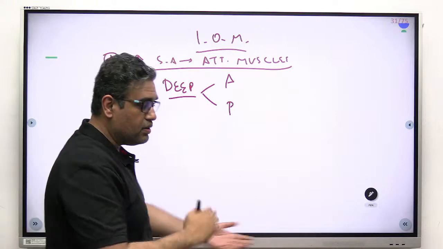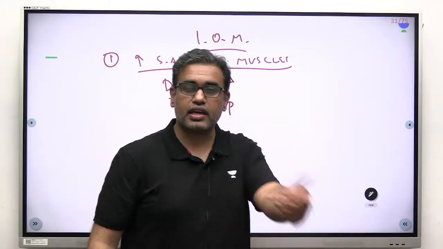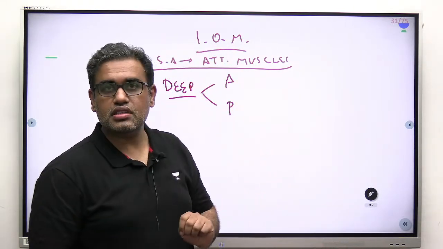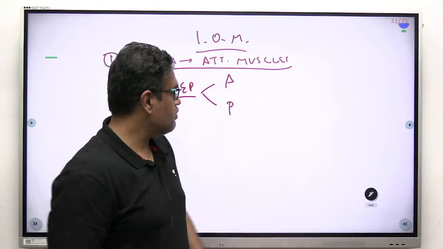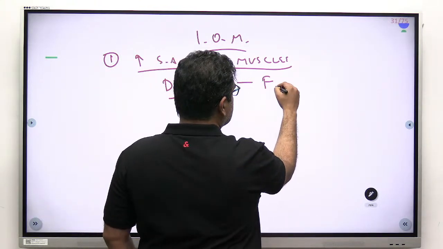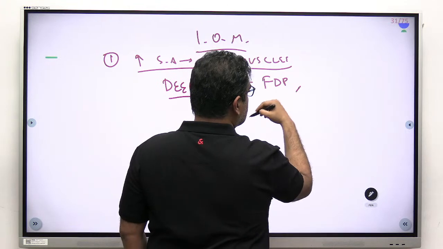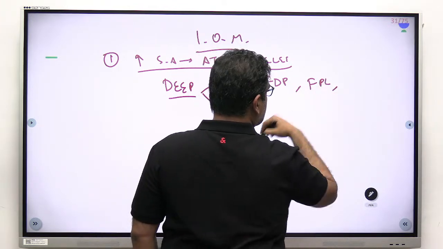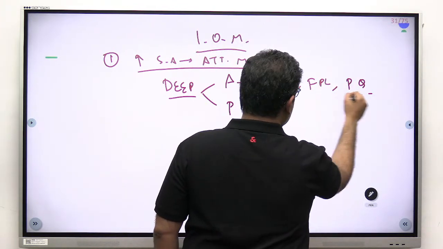Anteriorly means in the front part. So what are the deep muscles in the front part? I guess you know. There are three main muscles in the front part which are deep. And what are those? Flexor digitorum profundus, flexor pollicis longus, pronator quadratus.